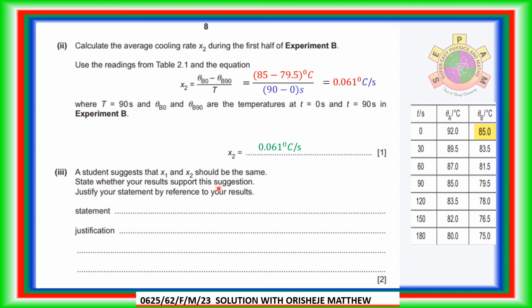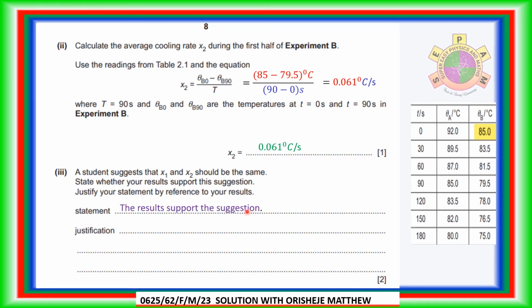A student suggests that S1 and S2 should be the same. State whether your results support this suggestion. Justify your statement by reference to your results. So anytime you look at questions that have to do with justification, whatever answer you are giving should be your ability to interpret the table, the data already collected. So you make reference to it. So if you write anything without making reference to the results that were used for the investigation, you will score 0. So the first statement is the results support the suggestion.